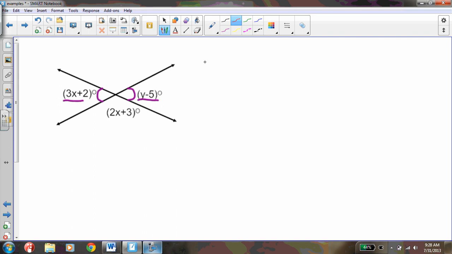I also see that I have another pair of vertical angles, this 2x plus 3, and this angle here that doesn't have a label. Those angles are also congruent.